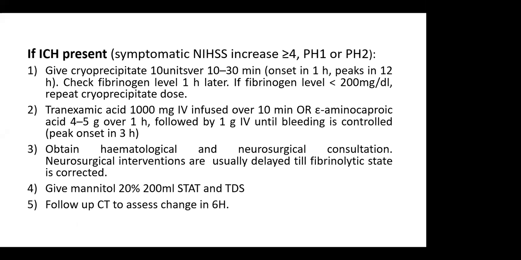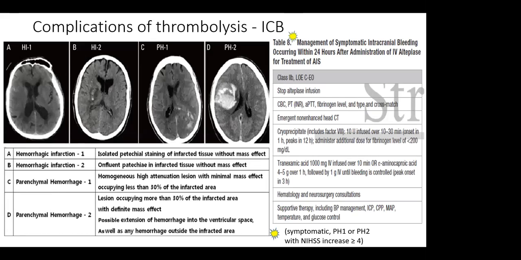If a bleed is present, we should know whether it's a parenchymal hemorrhage type 1 or type 2. Type 1 is basically where the hemorrhage constitutes less than 30% of the infarcted area with very minimal mass effect. Type 2 means that the bleed occupies more than 30% of the infarcted area with a significant midline shift.